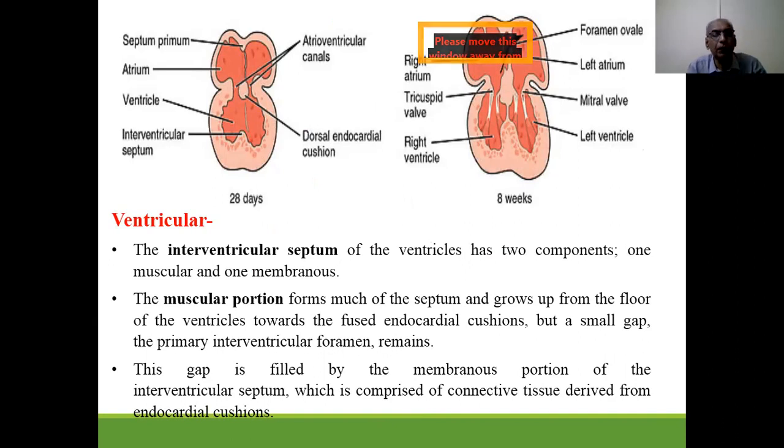shown in the figure. Ventricular septum. Interventricular septum of the ventricle has two components. One is muscular and second is membranous. Muscular portion forms much of the septum and grows from the floor of the ventricle towards the fused endocardial cushion, but a small gap, the primary interventricular foramen, remains. This gap is filled by the membranous portion of the interventricular septum, which is comprised of connective tissue derived from the endocardial cushion.